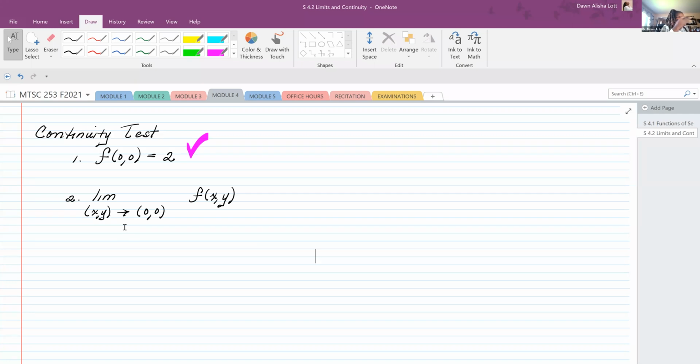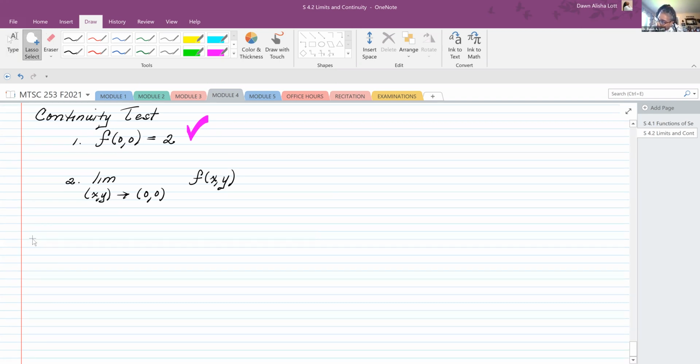Okay, so we're going to try two different ways and see what we get. We're first going to try going along the line y equals mx. So for the continuity test, we're going to check the limit as (x, y) approaches (0, 0) along the line y is equal to mx, like we did before.